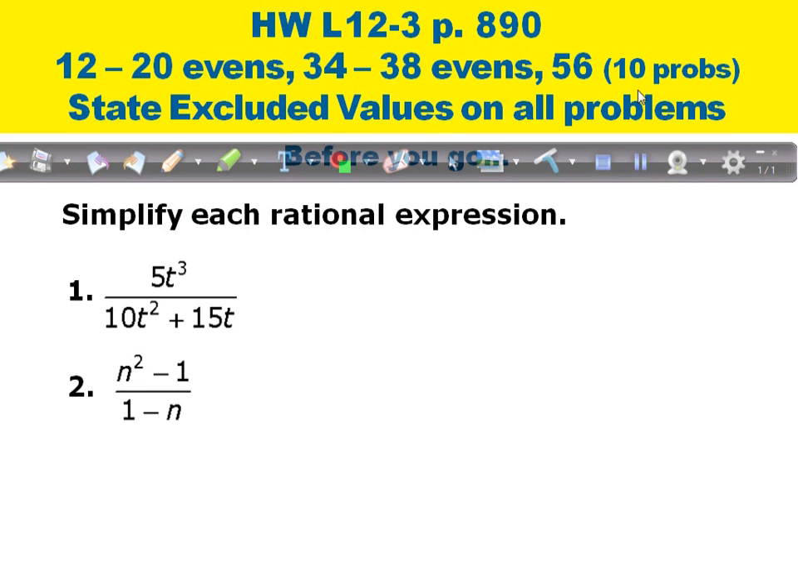All right, go ahead and copy down your homework assignment. It's lesson 12-3, page 890. You're going to be doing 12 through 20, just the evens, 34 through 38, again the evens, and 56, which is a total of 10 problems. And you're going to state the excluded values on all problems, as well as fully simplifying the rational expressions.